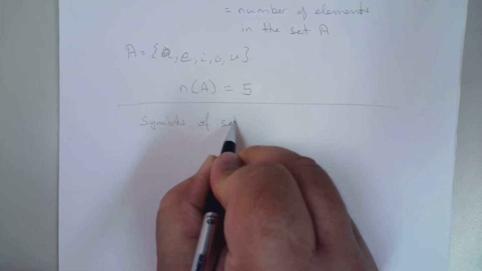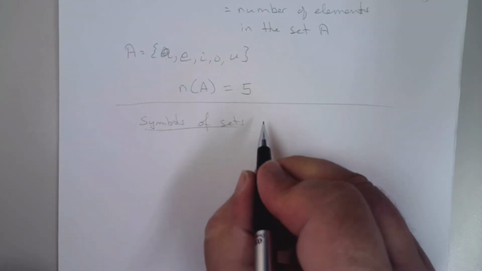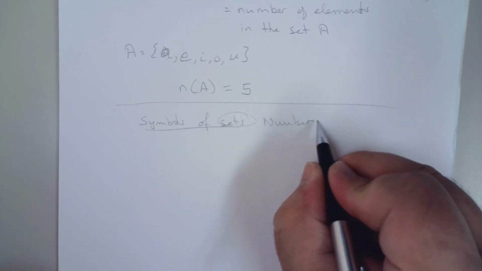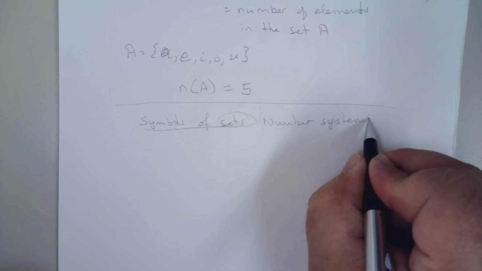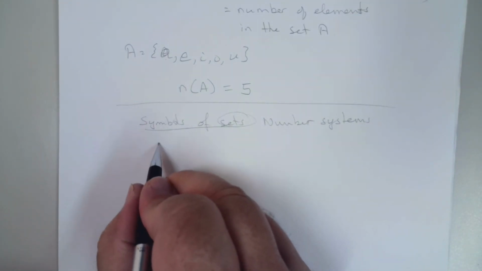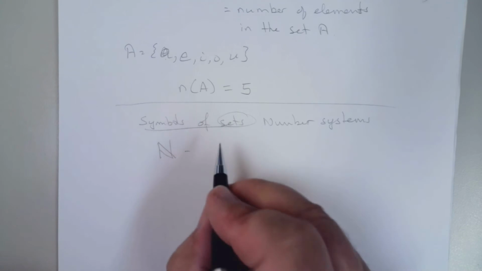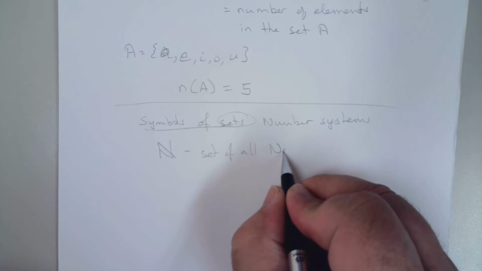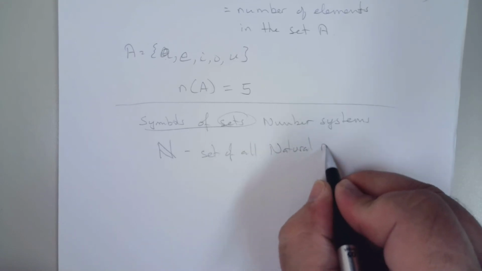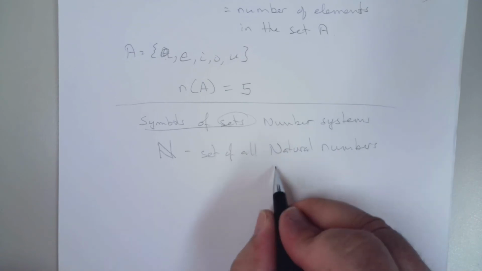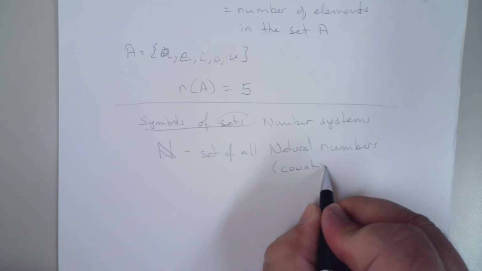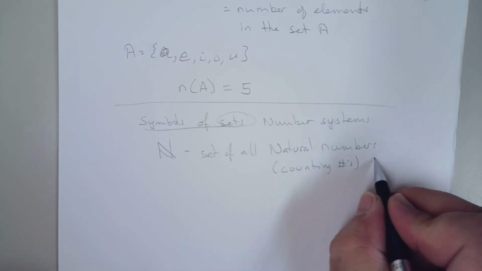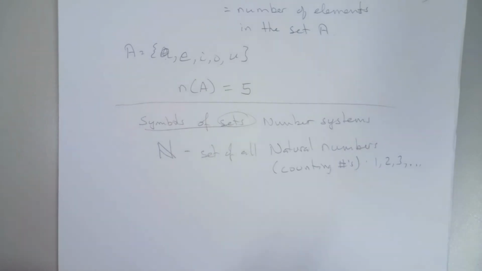Symbols of sets, or of number systems. Whenever you see this symbol, that stands for the set of all natural numbers. These are our counting numbers: one, two, three, so on and so forth.